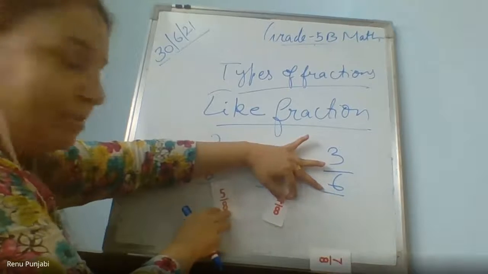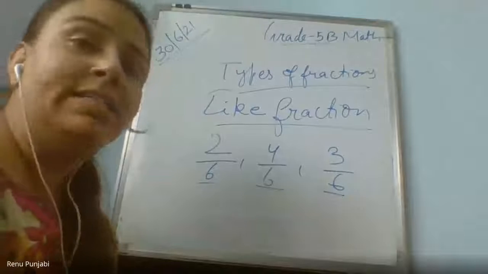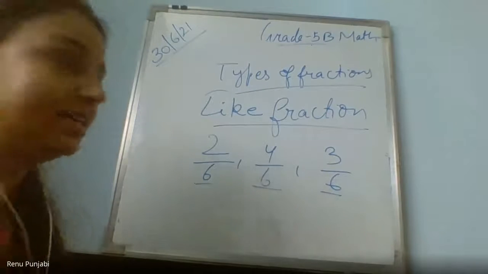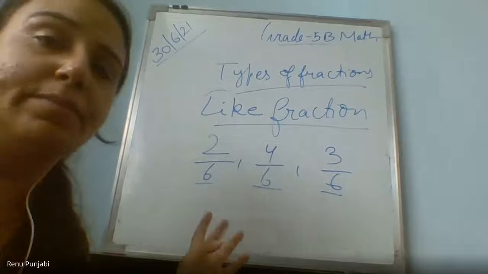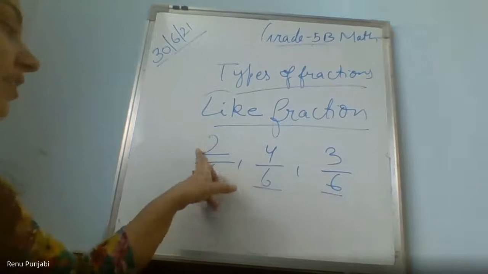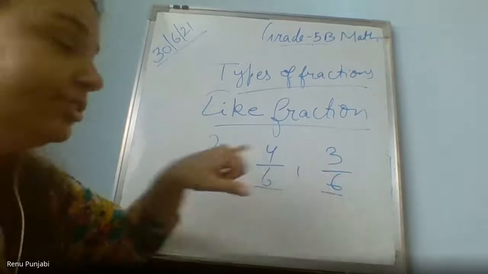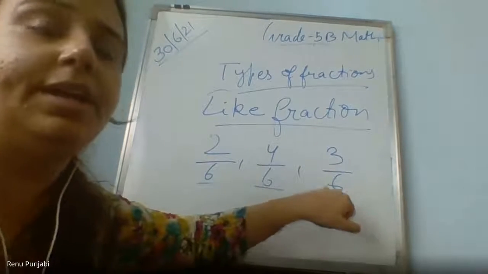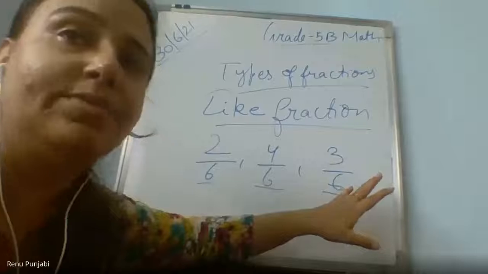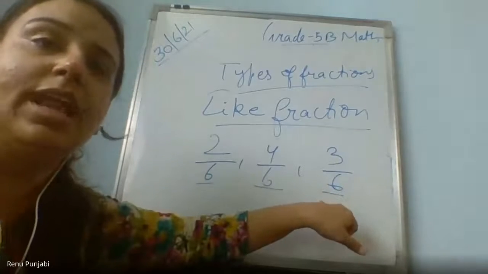Can you all see the similarity in these fractions? Yes, ma'am. What is same now? The denominator. Ma'am, the numbers are increasing. That is a different thing. I am not telling whether the number is increasing or decreasing. See here, first is 2, then 4, then 3. We are not seeing that. Just see the denominator. If the denominators are same, those fractions are like fractions.